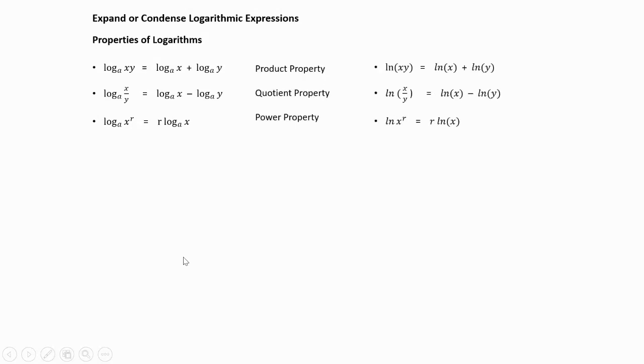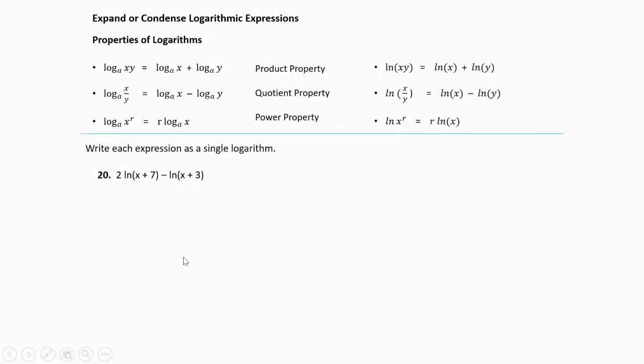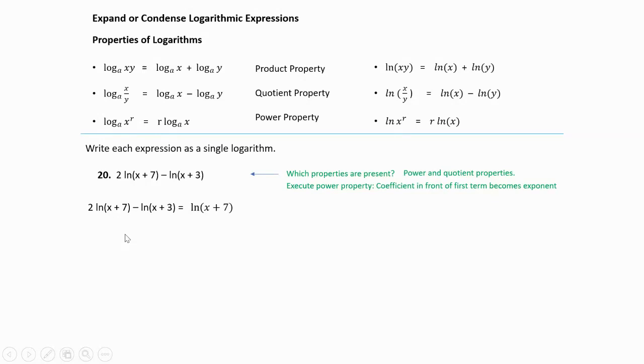Okay, let's do some more examples. I believe this time we're going to put them in a single log. So here, if it's minus, it's going to be the quotient. Since we have a 2 in front, a number in front, that goes to the top. So it's going to be the quotient rule and the power rule. So execute the properties.